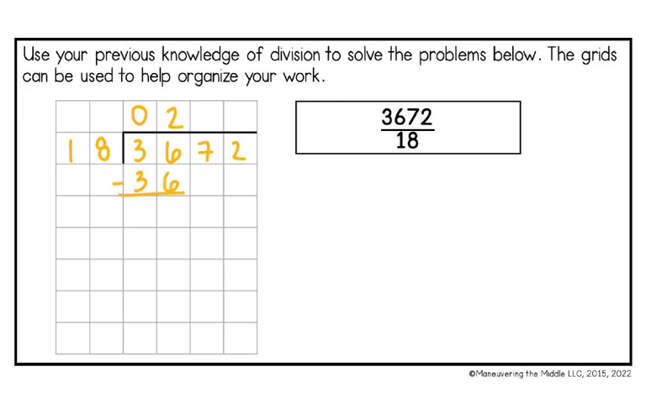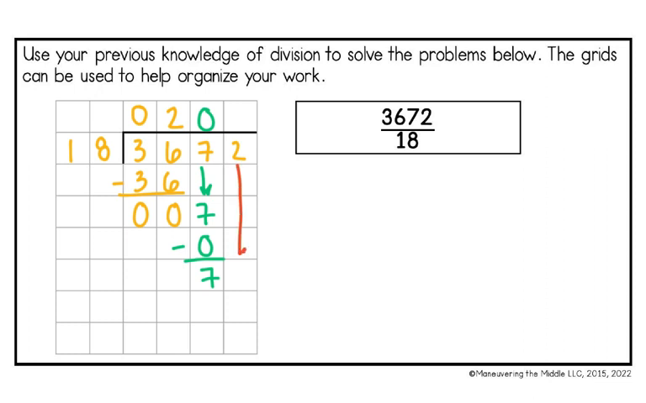I'm going to subtract. 6 minus 6 is 0. 3 minus 3 is 0. Now I bring down the 7. Can 18 go into 7? No, it cannot. So we're going to put a 0 up there. 0 times 18 is 0. We subtract. 7 minus 0 is 7.